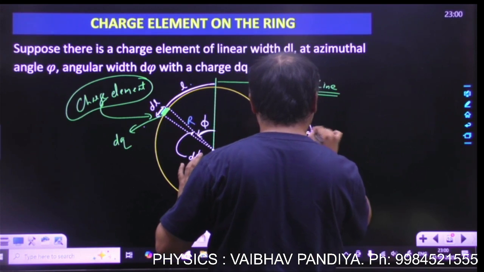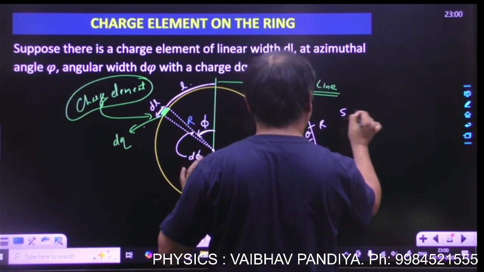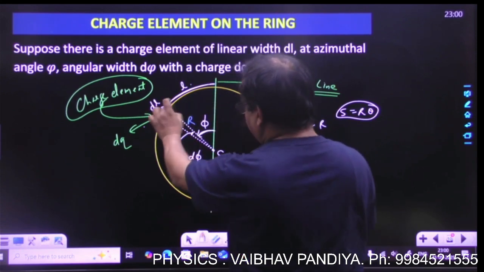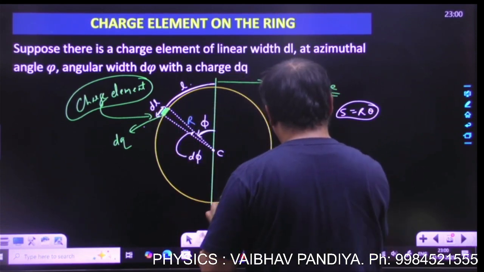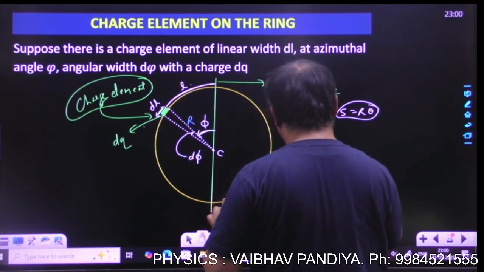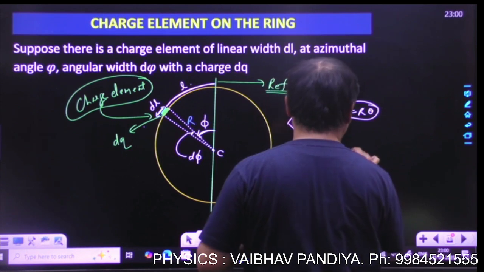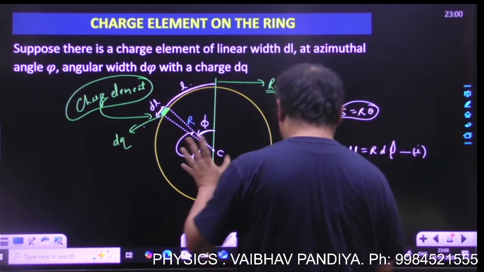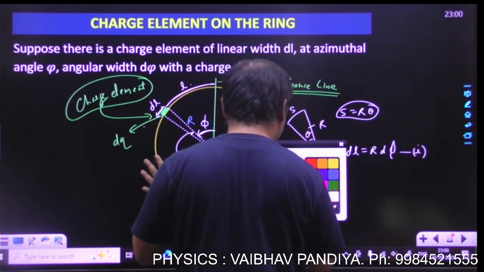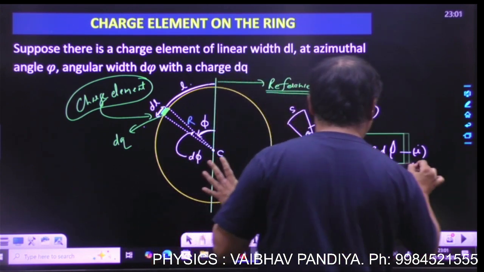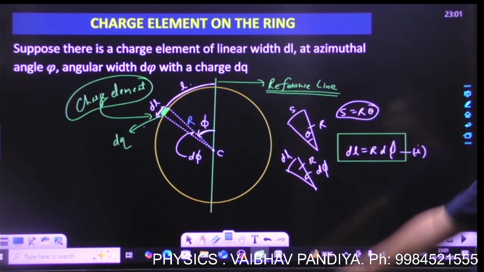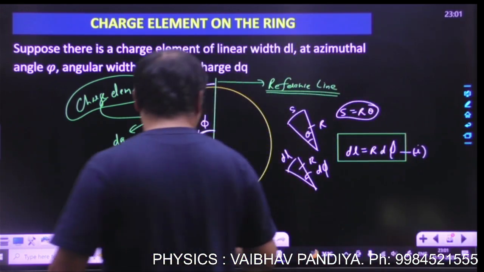Now we know the basic of mathematics. If this is theta, this is r and this is s, then s is equal to r theta. So in our case, if this is a circular arc with a length dl, this is r, and this angular width is d phi, we can always write dl is equal to r d phi, correct? Always remember, this is something very basic of calculus which will be applied frequently in mechanics, electrostatics and electromagnetism. Whenever taking an element on the ring, dl can be written as r d phi.